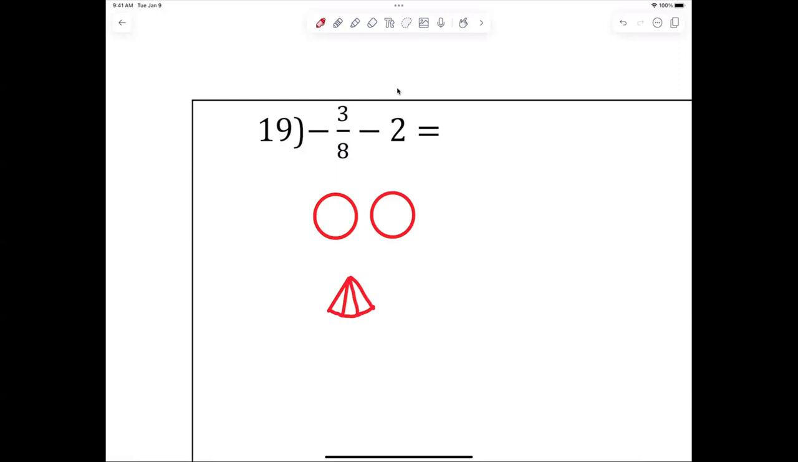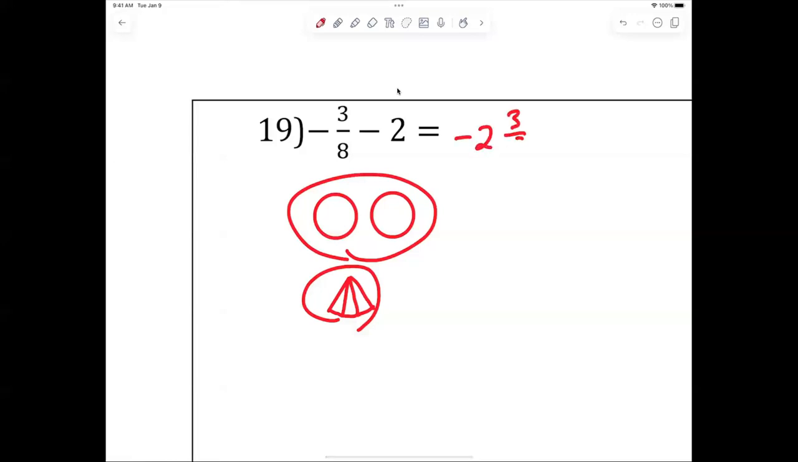So altogether, how many negatives do I have? Yeah, negative 2 and 3/8. Everybody take a look at that now. I know it's hard. We're adding the negatives, correct? Do we agree they're both negative? So if they're both negative, what do we do? Add them together.